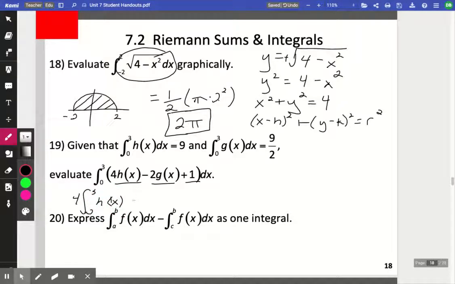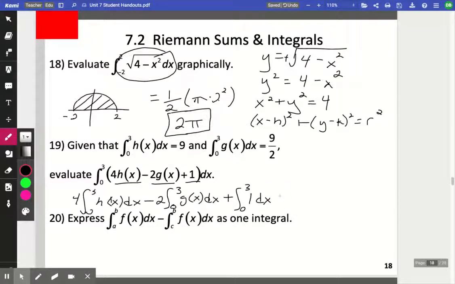And then dx, remember, we need to bring that in. Then minus 2 times the integral from 0 to 3 of g of x. And then lastly, we have plus 1. Remember, this would be like plus the integral from 0 to 3 of 1 dx. A lot of people make a mistake with that. They forget that the integral also applies to that 1.